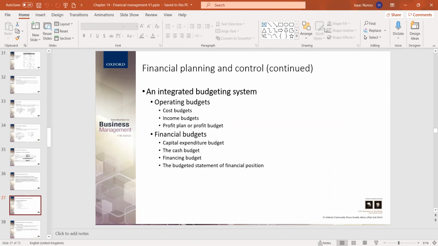So, budget as an integrating system, we can talk about the operating budget, and we can talk about the financial budgets.